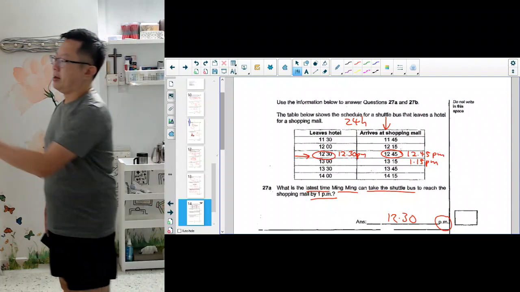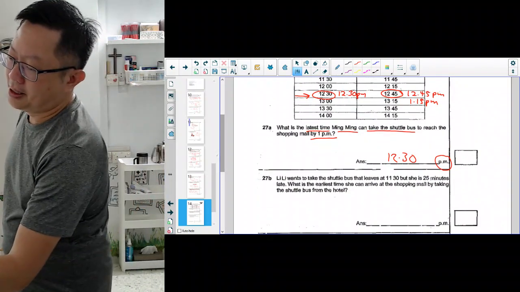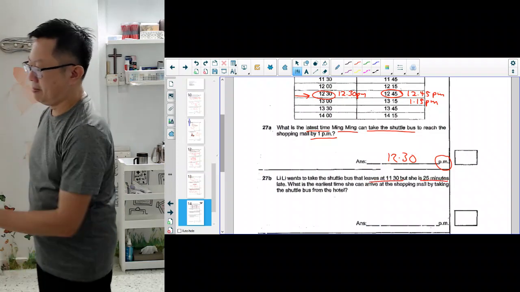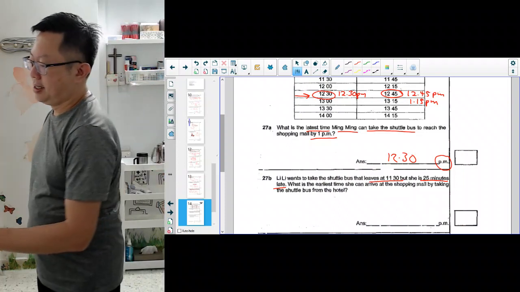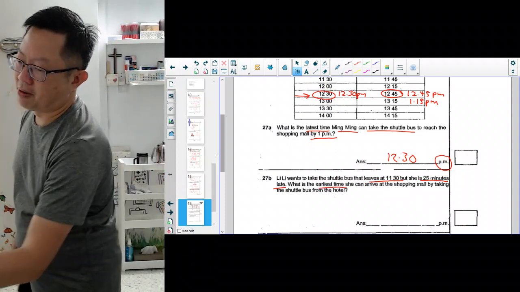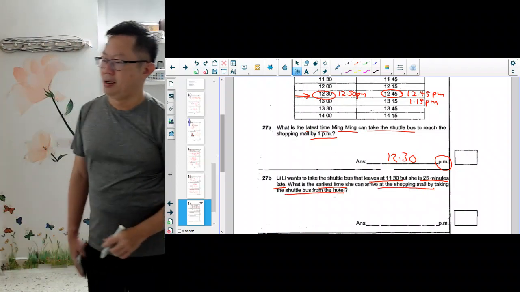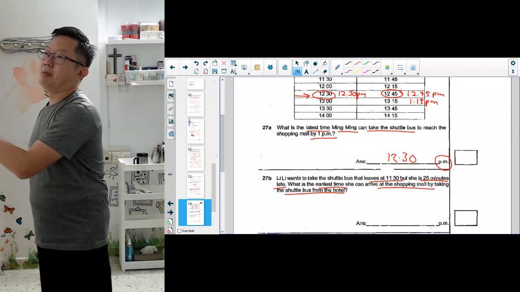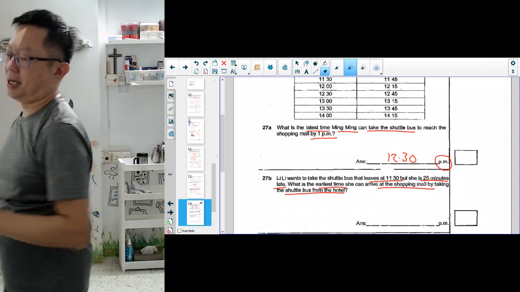Okay? Alright, part B. Now, Lily wants to take the shuttle bus that leaves at 11:30, but she is 25 minutes late. So what is the earliest time she can arrive at the shopping mall by taking the shuttle bus from the hotel? Now, she wants to take the shuttle bus that leaves at 11:30. Okay, somebody erase all this, so that it's easier for us to see.